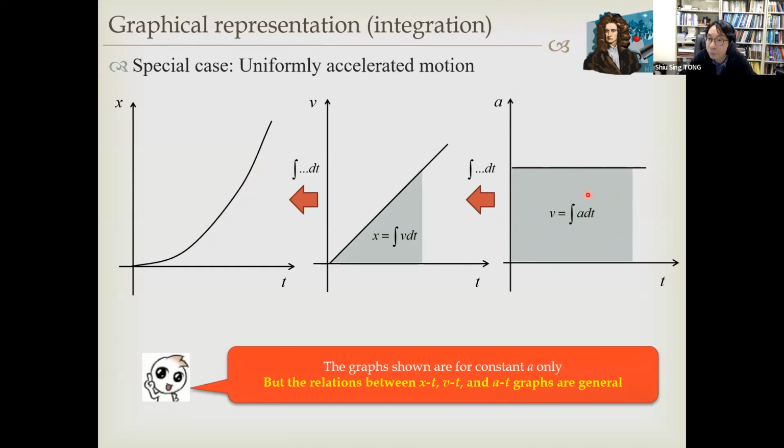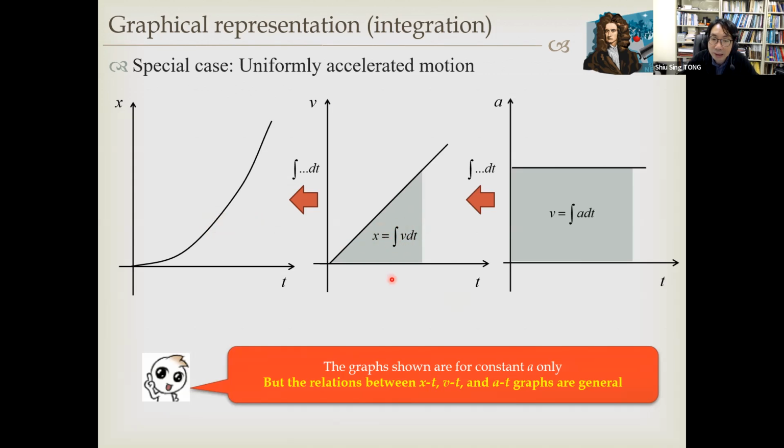This is an a-t graph. We do an integration of a over time. We have the velocity, and that is represented by the area bounded below by the a-t graph. And that gives you, at every point, the velocity-time graph. If we integrate the velocity again, we will get the x, the position. Okay, and the position is just given by the area below the v-t graph.